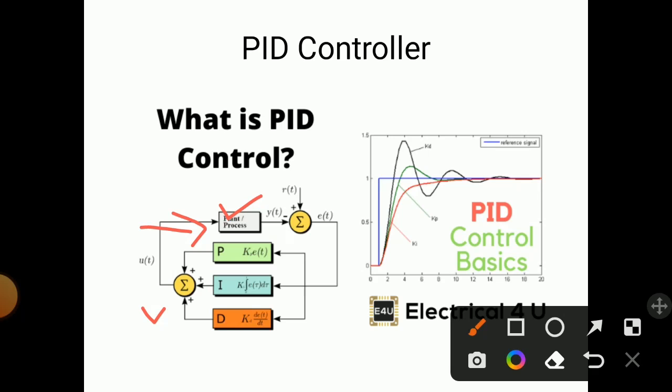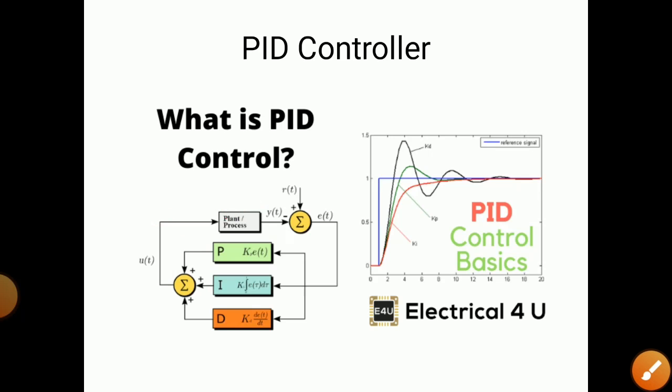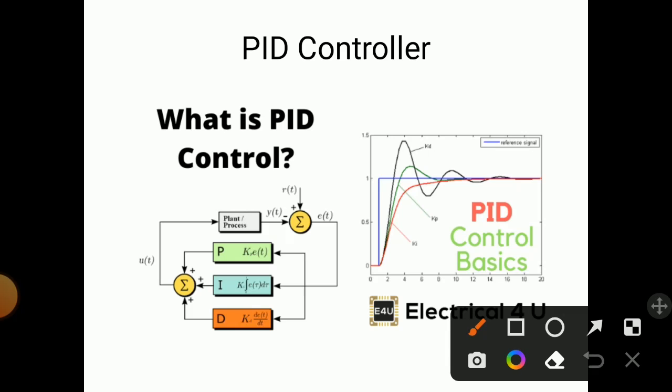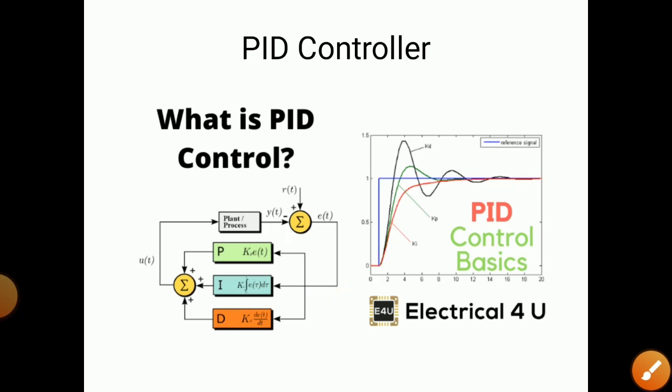Suppose the plant is operating and some disturbances occur in the plant. Because of these disturbances, we don't get the required output. Because of the disturbances, the set point value and the measured value are different, so this generates an error. This error is given as an input to the controller. The control actions are directly proportional to the error.